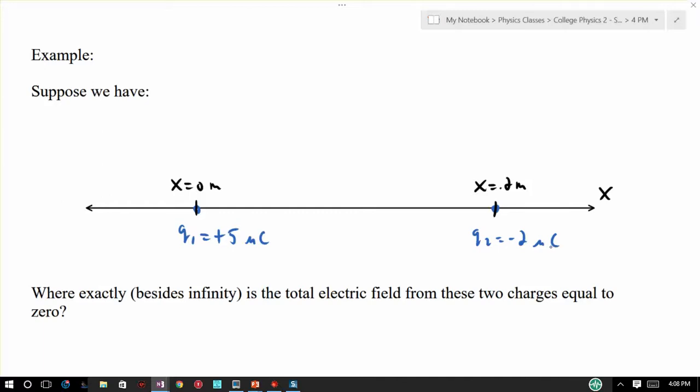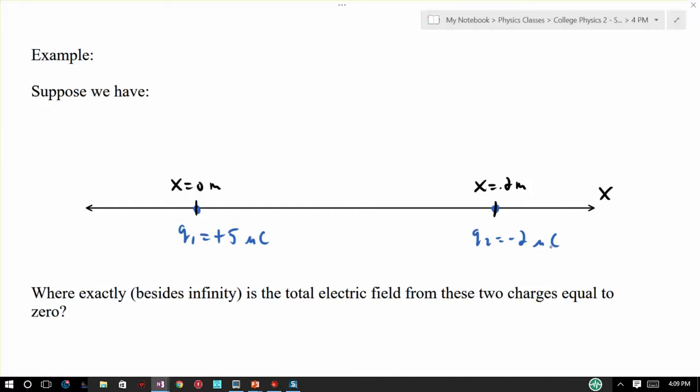The reason the field is 0 if you're infinitely far away is because the electric field is kq over r squared, right? So the further you get from each charge, the less and less the field gets. If you're basically infinitely far away, the field from each one is 0, and the total field is 0. So that's technically an answer, but we're not going to talk about that case. We're going to talk about some point other than infinity, some point on the x-axis here, where the total field is equal to 0. That's the question, right? So does everyone understand the question before we do it?